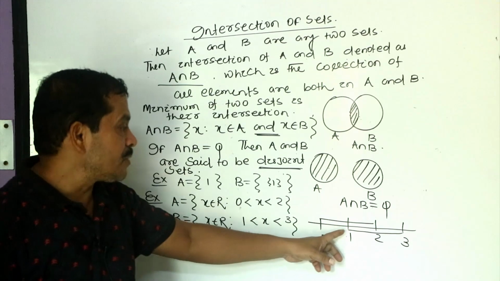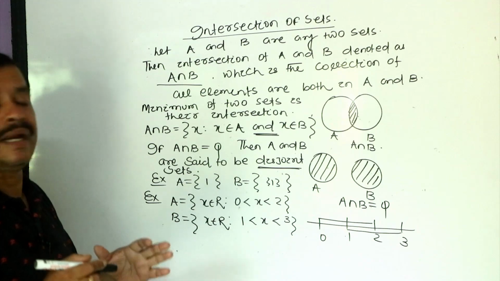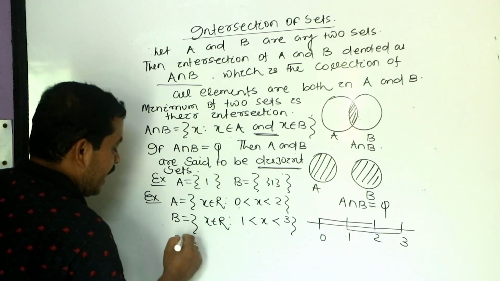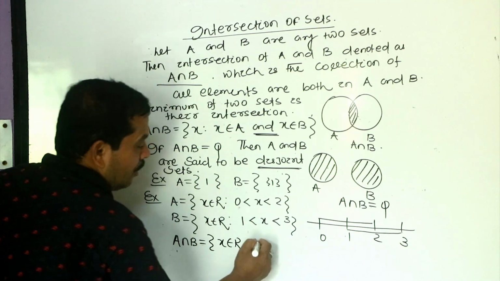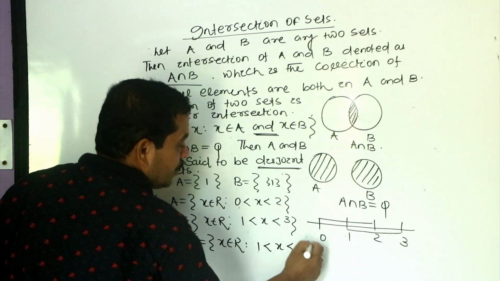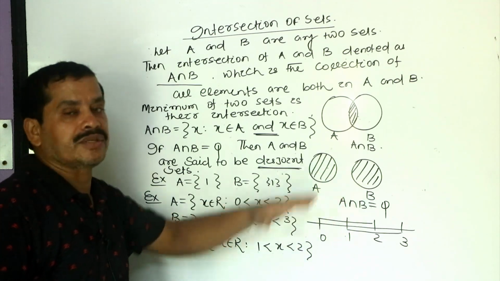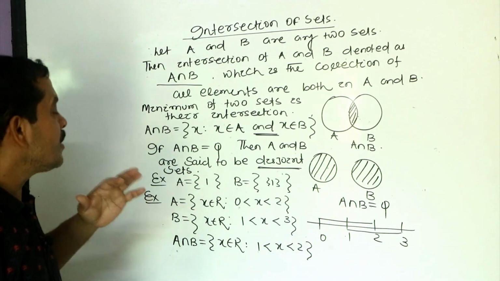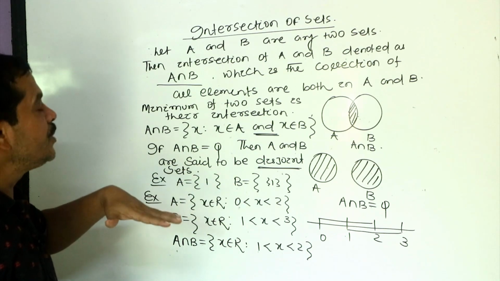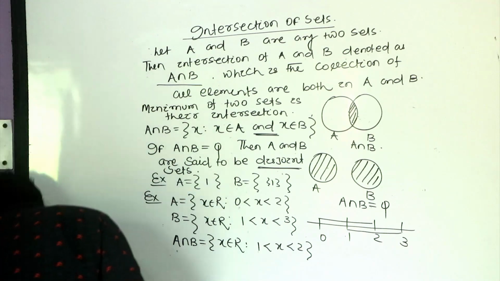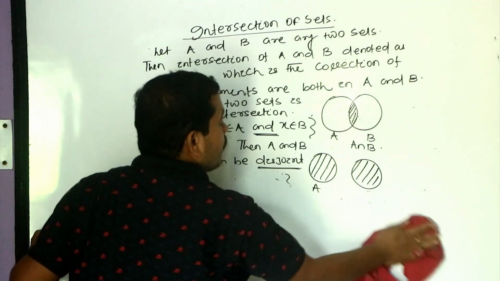Then the common elements are from 1 to 2. That is the overlapping part which is both in A and also in B. So here A intersection B contains the elements x belongs to R such that 1 less than x less than 2. If you draw the number lines, then you can easily find the union and intersection. That is all about the intersection of two sets.